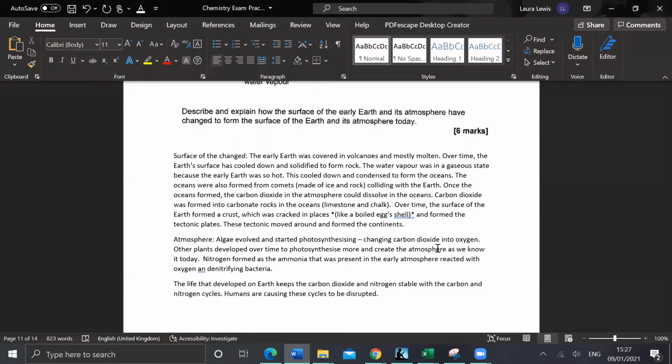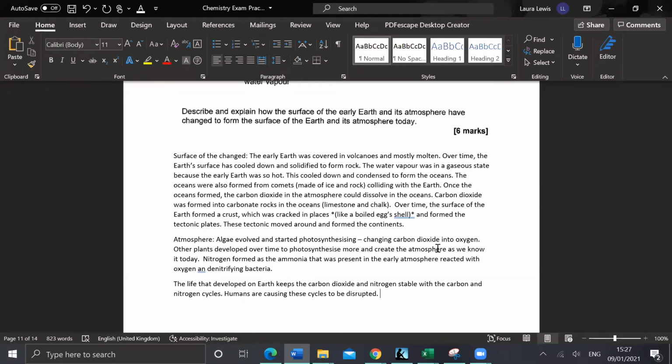So, summary. The surface has changed. The early Earth was covered in volcanoes and was mostly molten. Over time, the Earth's surface cooled down and solidified to form rock. The water vapor was in a gaseous state because the early Earth was so hot. This cooled down and condensed to form the oceans. The oceans were also formed from comets, made of ice and rock colliding with the Earth. Once the oceans formed, the carbon dioxide in the atmosphere could dissolve in the oceans and form carbonate rocks, that's limestone and chalk.